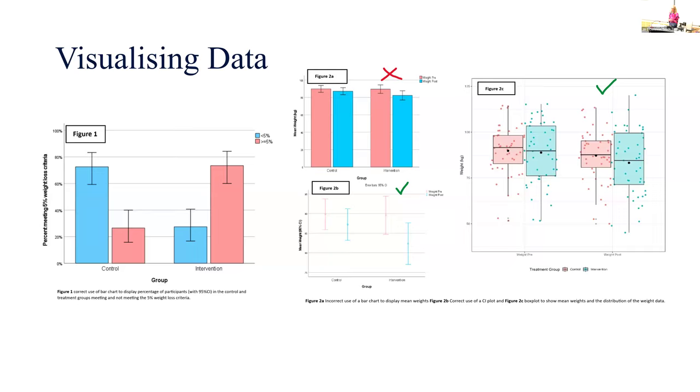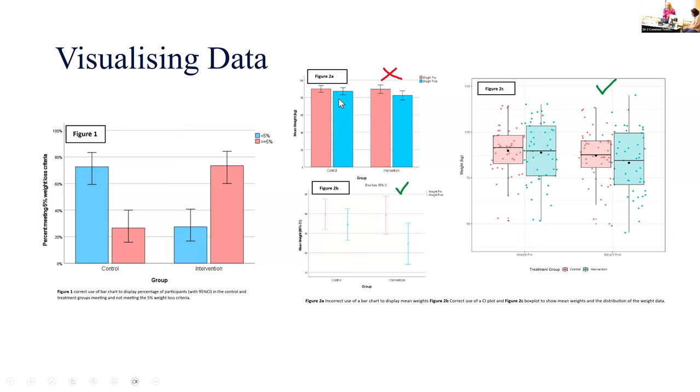Some other take-home messages are about how you should be displaying data. If you're using bar charts, they should only be used for categorical data. As you're facing it on the left there, there is a visualization of the proportion of patients in a control and intervention group who have lost greater than or equal to 5% of their body weight, or less than 5% of their body weight, after a weight loss trial. And there are confidence intervals as well. Because that's categorical data, divided into one of two categories and between two groups, it's appropriate to display that in a bar chart.